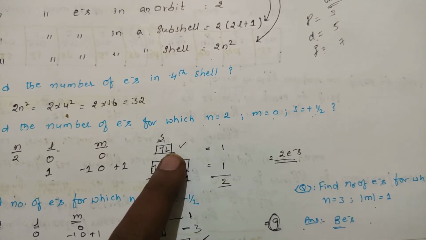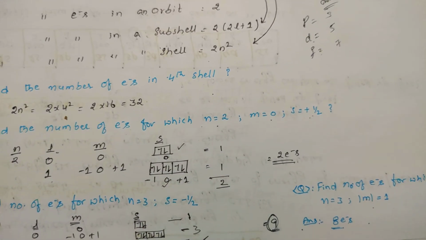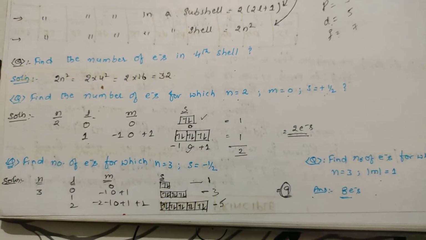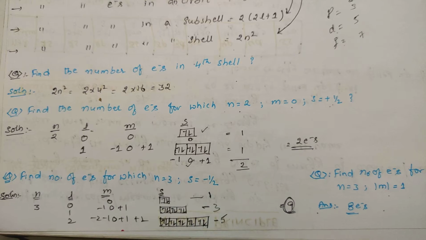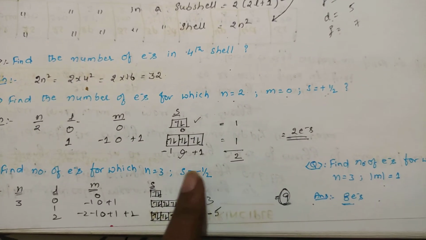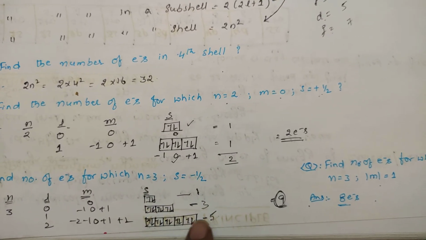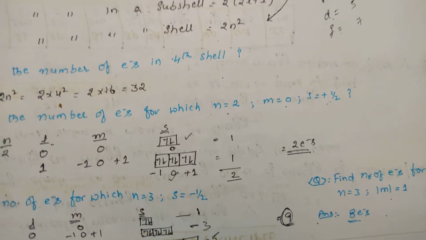This is plus half and minus half. 1 is plus half. So 1 electron. Here also 1 plus half, 1 electron. In 0 only he is asking because the condition is m is equal to 0. Right? Next question. Find the number of electrons for which n is equal to 3 and s is equal to minus half. The same thing. Here, yes, you should be having minus half. Means plus half minus half, you will be getting 1 minus half. Here 3, here 5. So totally, how many you will be getting?